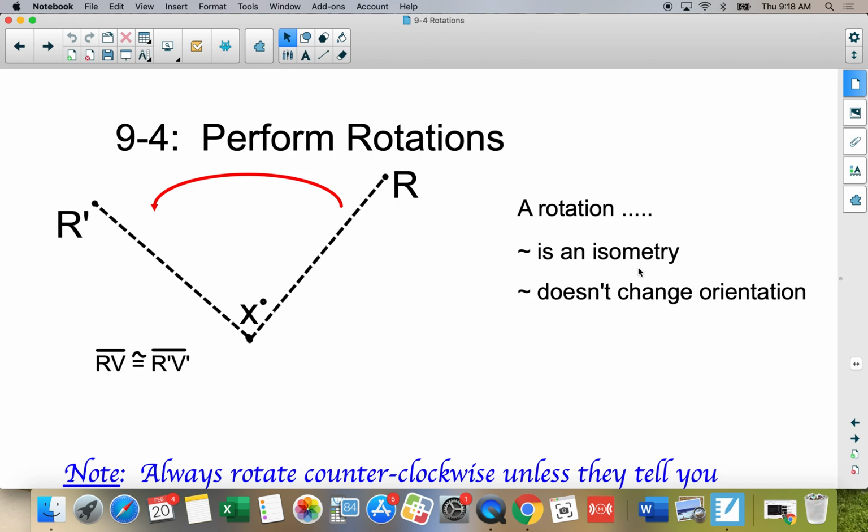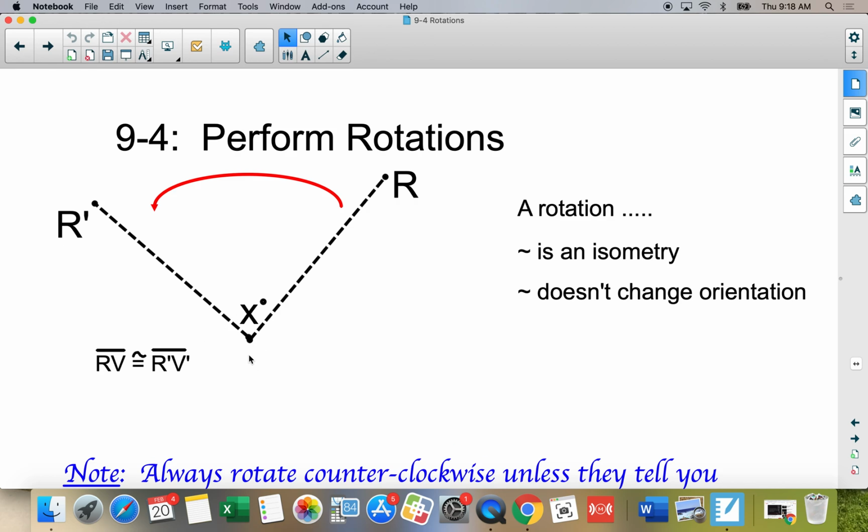A rotation is an isometry, which means it doesn't change the size of the shape. It doesn't make it bigger or smaller. It stays the same, and the shape is the same, and it doesn't change its orientation. So when we take a look at this, here's an example. Let's say I have this point R, and I'm going to rotate it to R prime. Rotations generally are counterclockwise. So you'll see this little red thing up here. What that means is it's counterclockwise, all right?